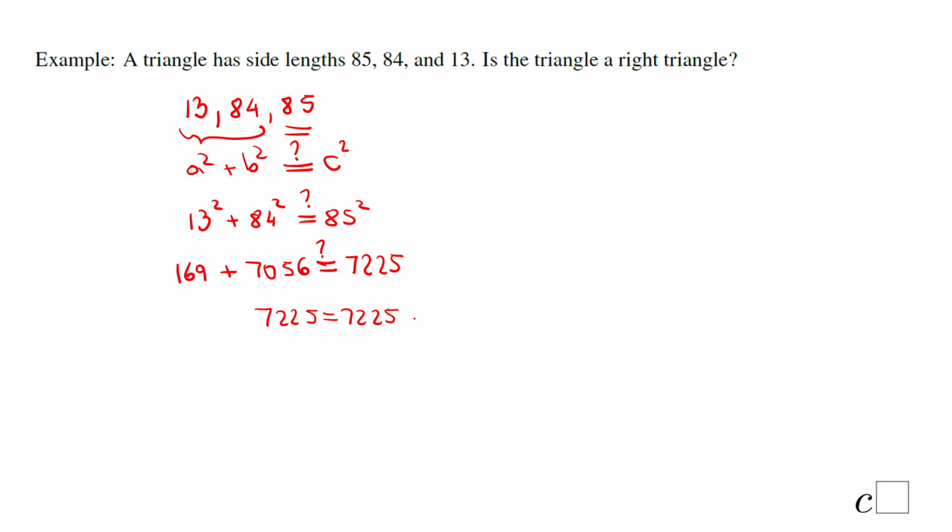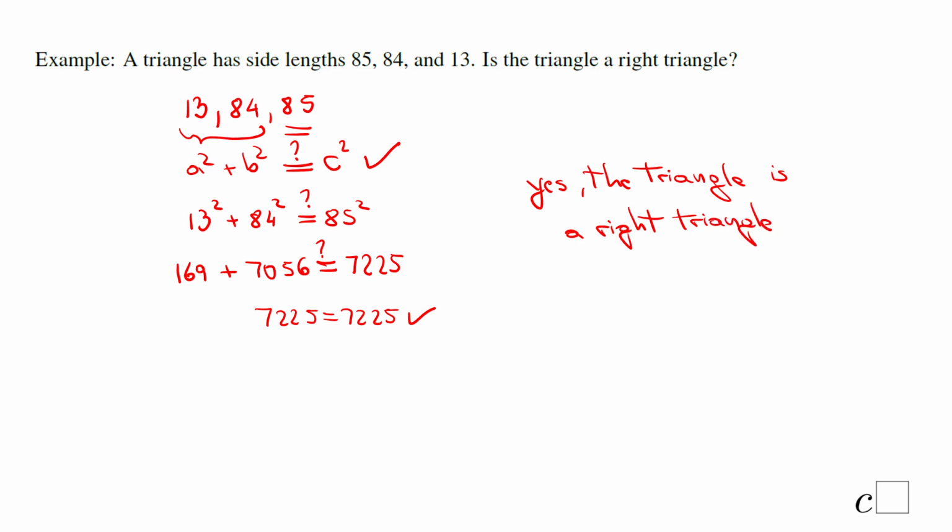I can put a check mark. We verify that a squared plus b squared equals c squared. So now we know this is a right triangle. Yes, the triangle is a right triangle. When is it not a right triangle? Whenever you do not get a true statement, then you do not have a right triangle.